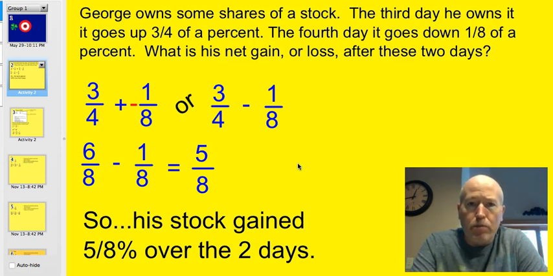So George owns some shares of a stock. The third day he owns it, it goes up 0.75%. The fourth day it goes down 1/8%. What is his net gain or loss after these 2 days?